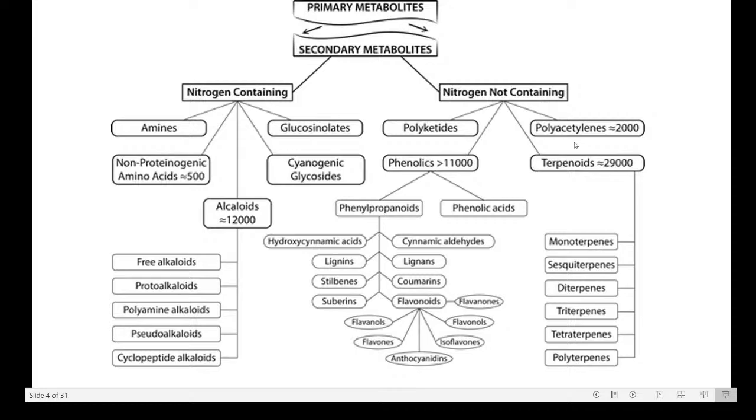These are polyketides, terpenoids, and phenols, having two types: polypropanoids and phenolic acid. In this classification, I'll give another PPT. It's not explained properly here. They have different branches in polypropanoids. In polypropanoids we have hydrocyanic acid, lignins, stilbenes, suberins, flavonoids, coumarins, lignans, cinnamic aldehydes. These are all the side branches.